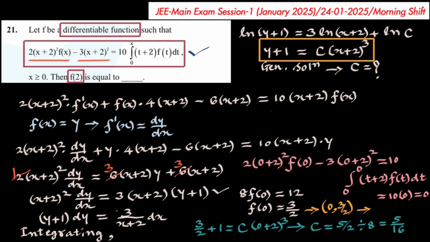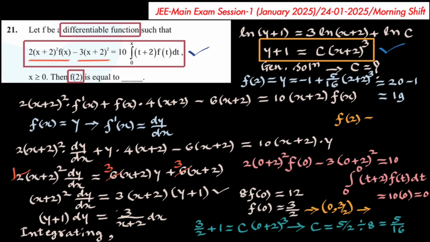Now is the time to get f of 2 from this general solution. So f of 2, which is y in this case, is minus 1 plus 5 upon 16 into 2 plus 2 whole cube, which will be 20 minus 1, 19. So here we get f of 2 is 19.